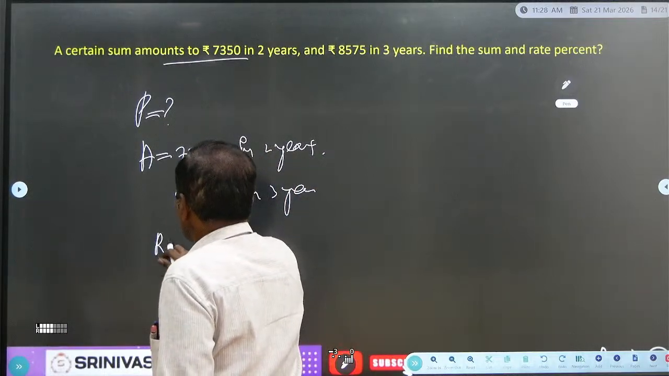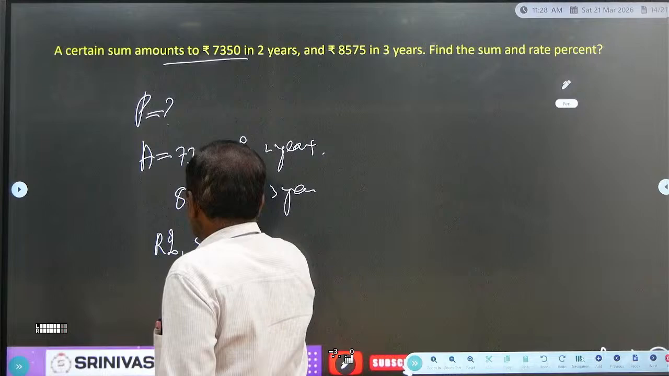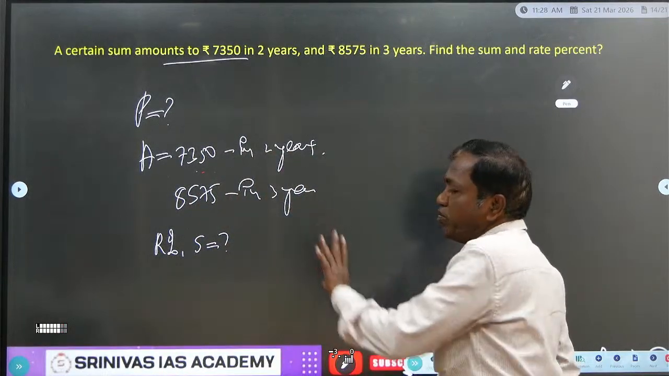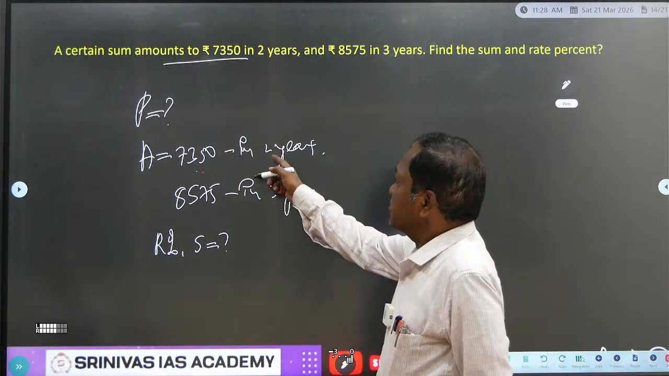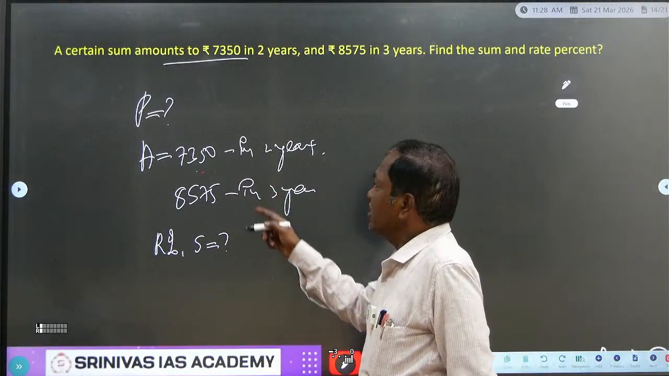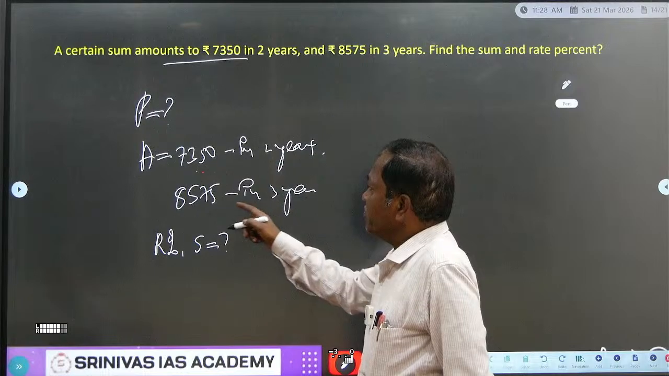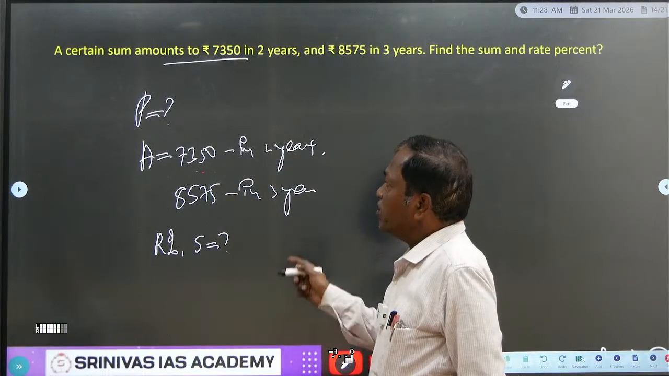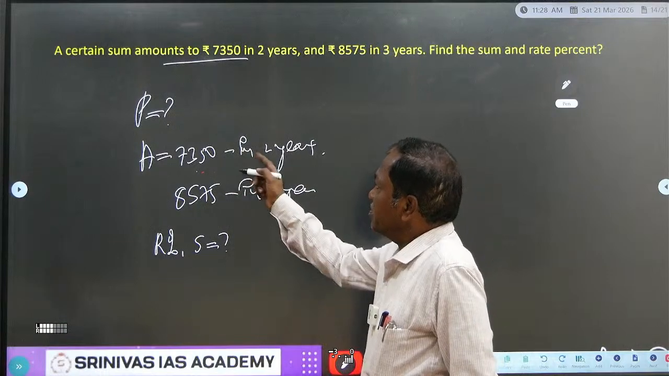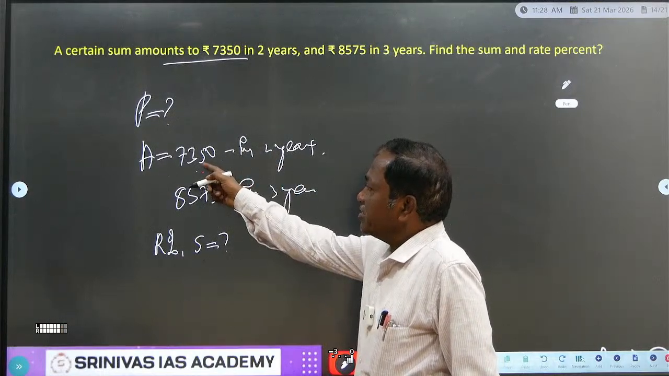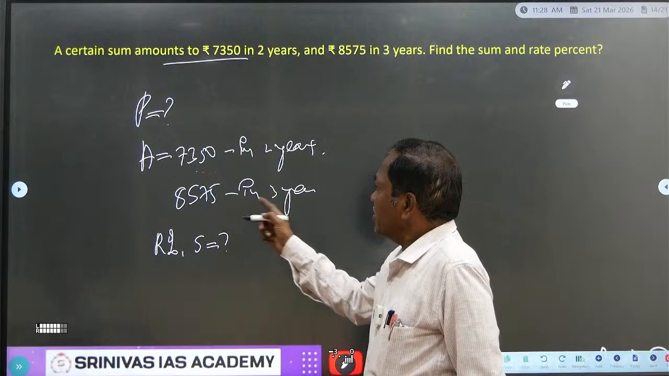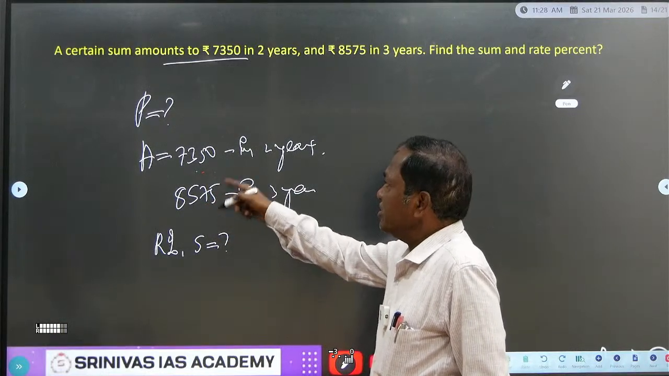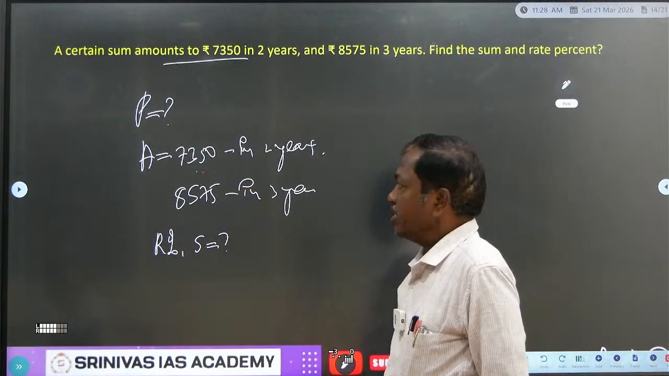What is the rate of interest? And the sum is also what? Nothing, only amounts are given. But this is in 2 years, this is in 3 years. From the difference between 2 and 3, we can straight away calculate the rate of interest. In compound interest, this is the principal for the 3rd year beginning, and at the end of the year this becomes the amount. The difference is the interest for 1 year.